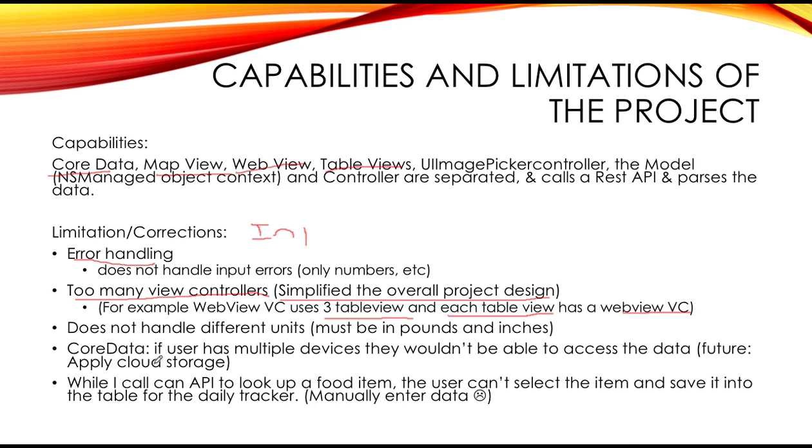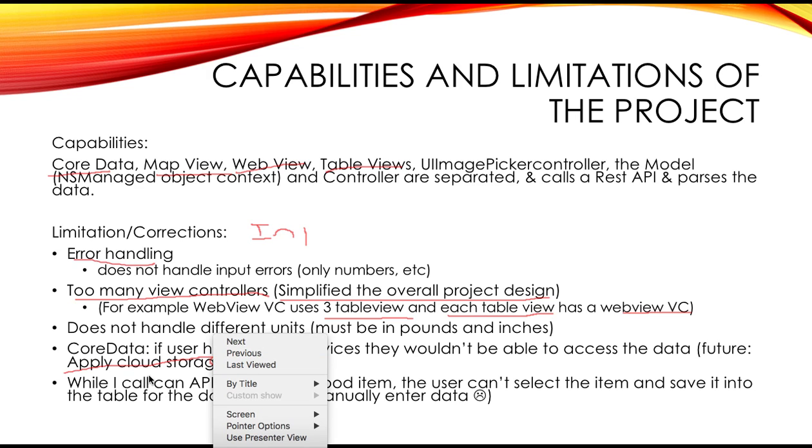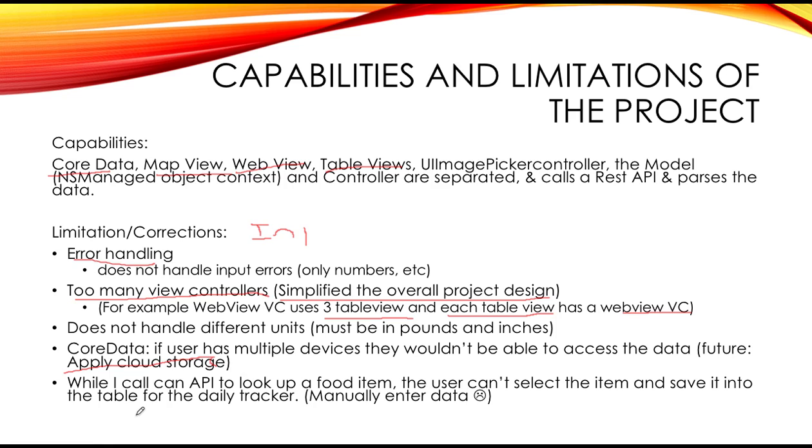Core Data: if the user has multiple devices, they wouldn't be able to access the data, because it's just Core Data, which is saved to your local device. So in the future, maybe I could apply cloud storage for multiple device data access. And while I can call an API to look up a food item, the user can't select the item and save it into the table for the daily tracker. You must manually enter the data, which in the future I could do differently.